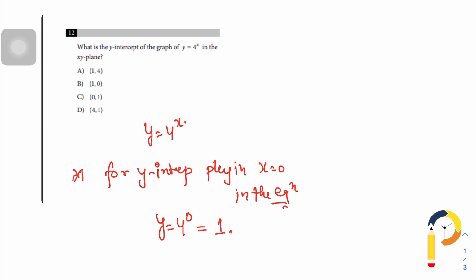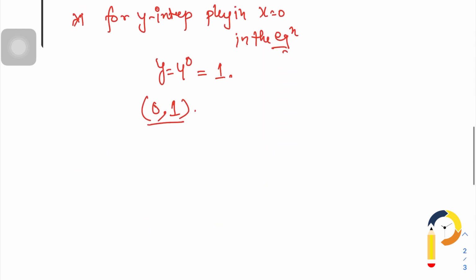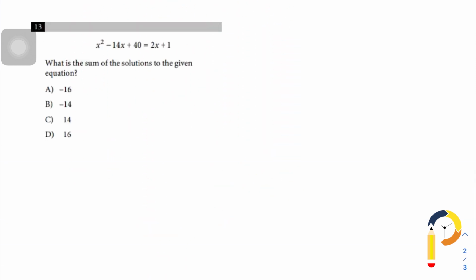So what is the coordinate of the y-intercept? For x it is 0, for y it is 1. Do we have this in the answer choices? Yes, we have. That is C. That's our answer. Okay, let's move to question number 13. So this is question number 13.